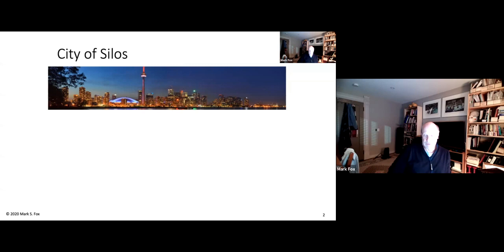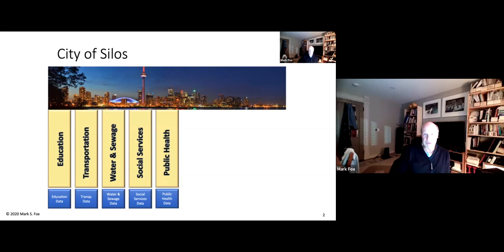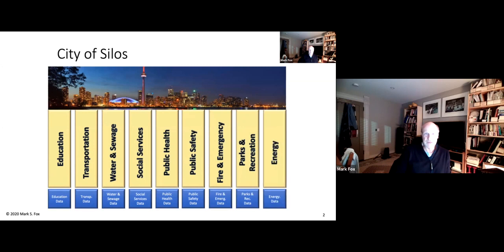When you think of a city, cities are always thought of as being composed of silos. Silos of services such as education, transportation, water and sewage, social services, public health, public safety, fire and emergency, parks and recreation, energy. These are all examples of the services that exist within the city. Not all of them, it's not exhaustive. But as you notice at the bottom, it says education data, transportation data, water and sewage data, social services data. The reason that's listed at the bottom is because each of these services has developed not over a decade or two decades, but often over hundreds of years.